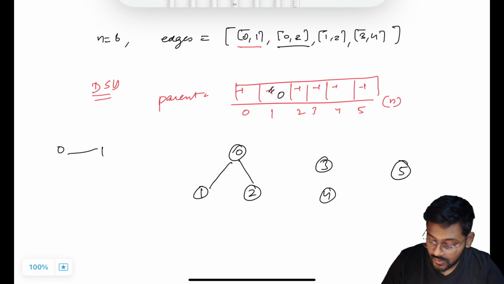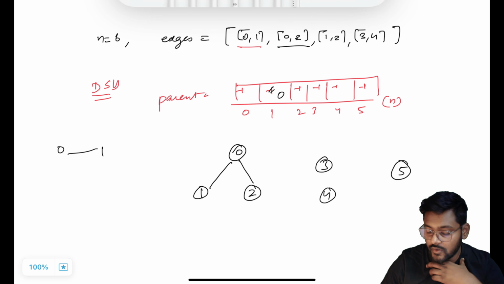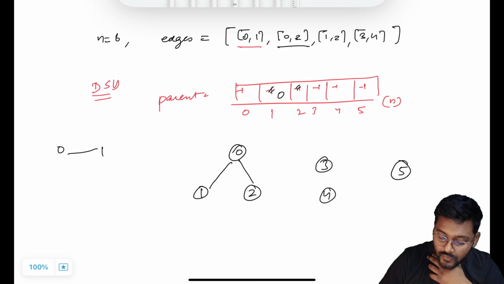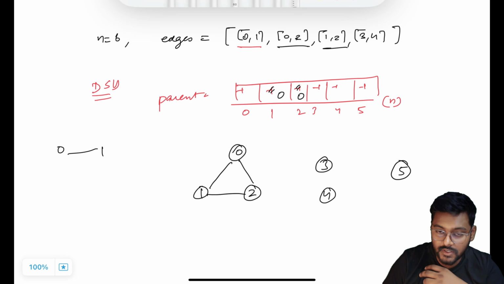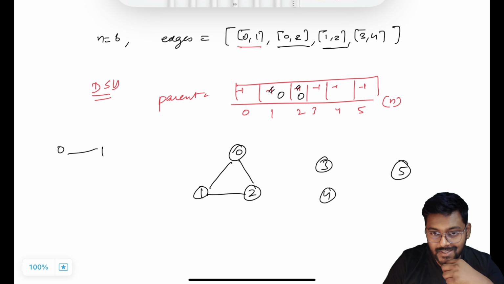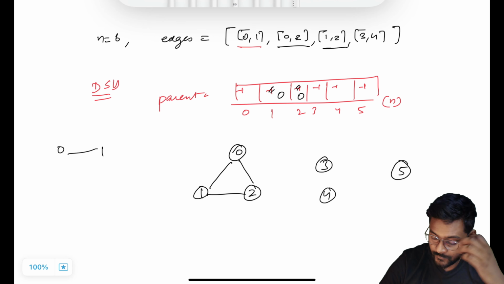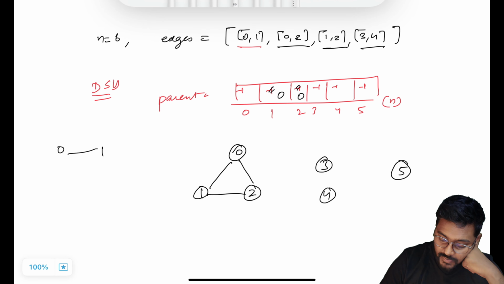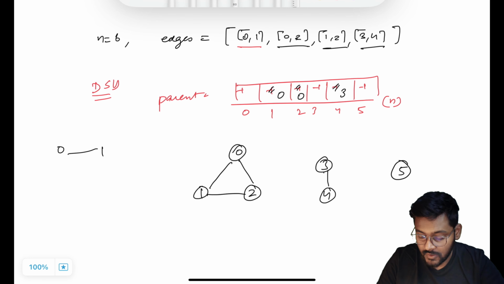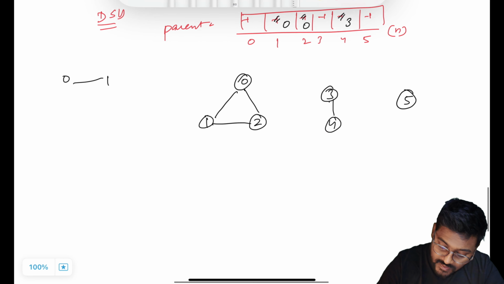The next edge is 0 and 2. If I connect 0 and 2, here parent of 0 is 0 and parent of 2 is 2. So parent of 2 will become 0 now. 1 to 2. Parent of 1 is 0, parent of 2 is 0. There is no need to do anything because these two are already connected. 3 and 4. Parent of 3 is 3, parent of 4 is 4, so parent of 4 will also be 3 now. Parent of 5 is -1. So this is the parent array, the final state.